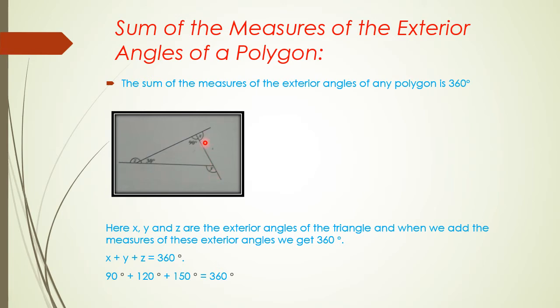So we have got x equal to 90 degrees, y equal to 120 degrees and z equal to 150 degrees. Adding 90 plus 120 plus 150 degrees, we get 360 degrees. So we have proved the theory: the sum of measures of all the exterior angles of any polygon is 360 degrees.